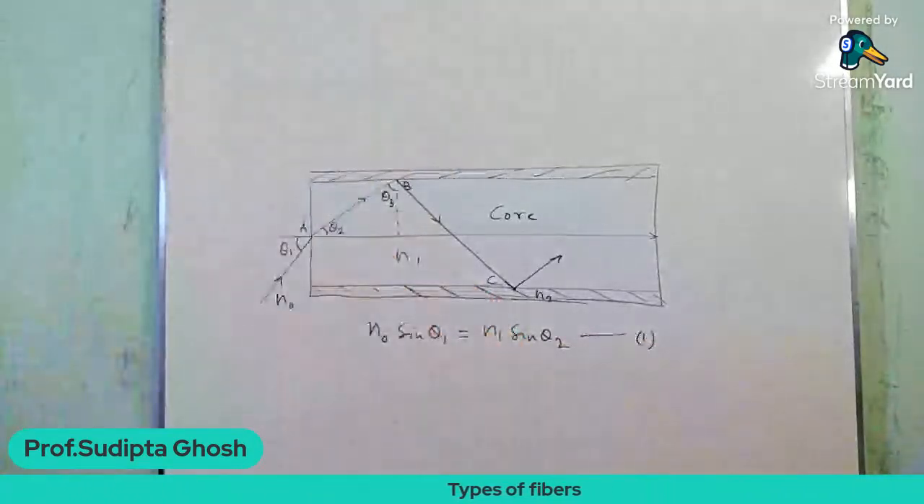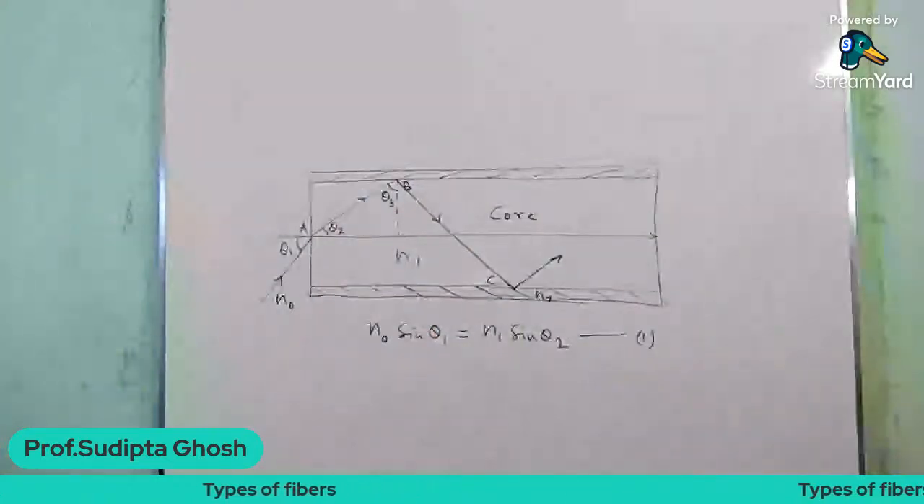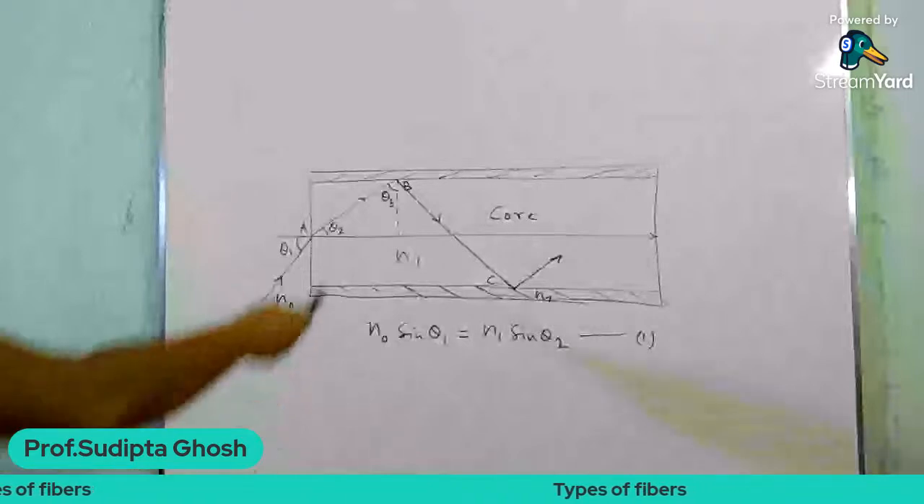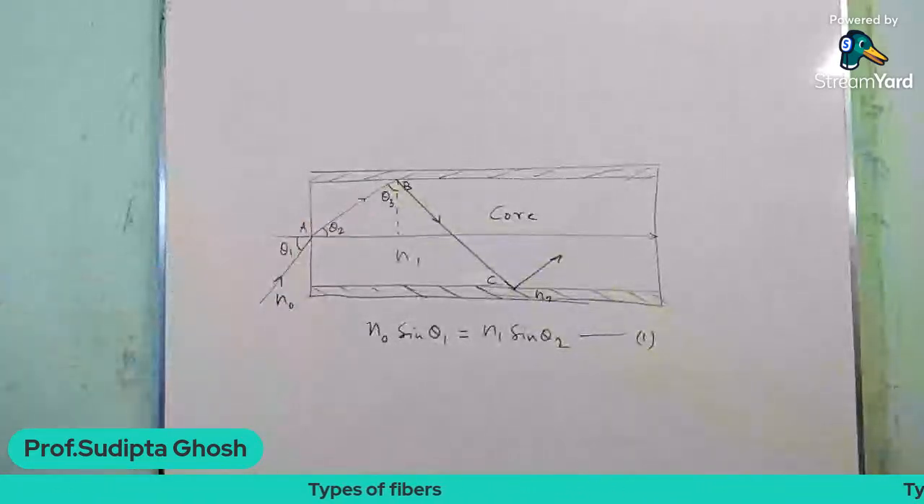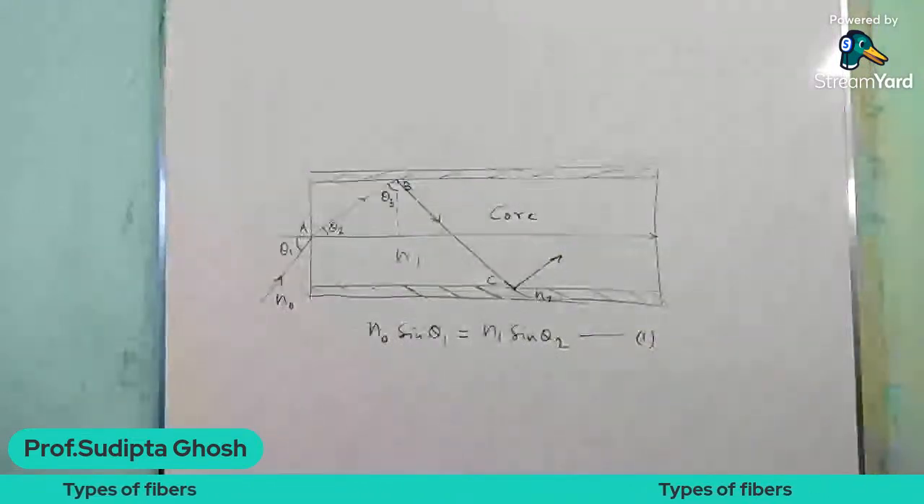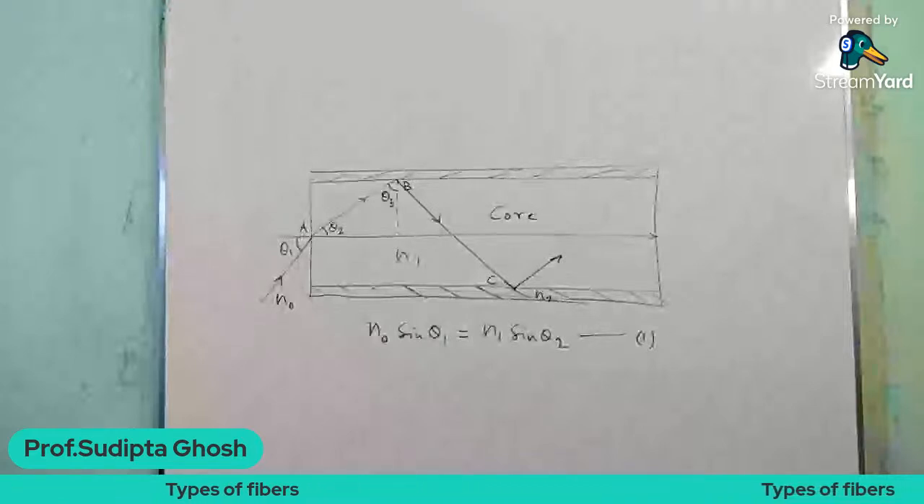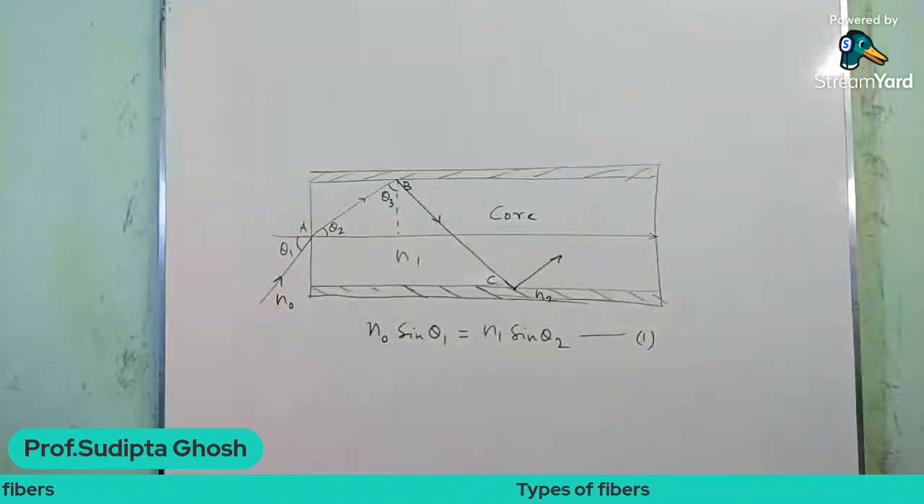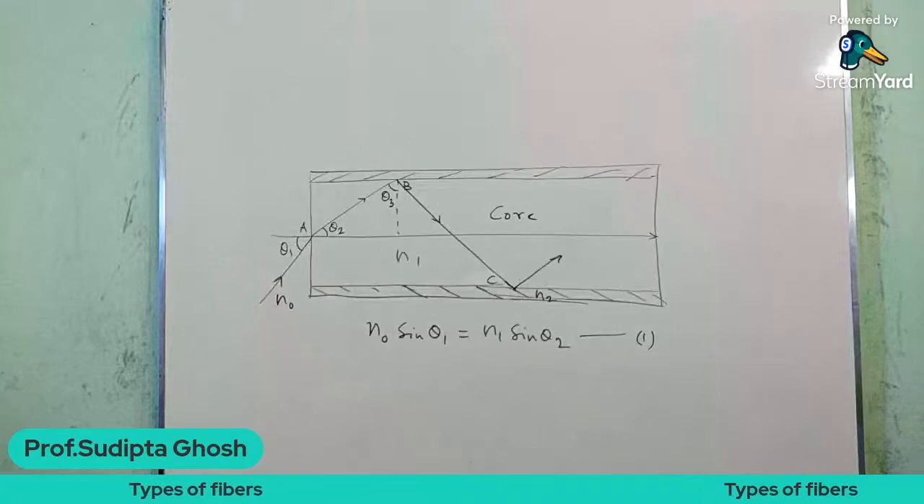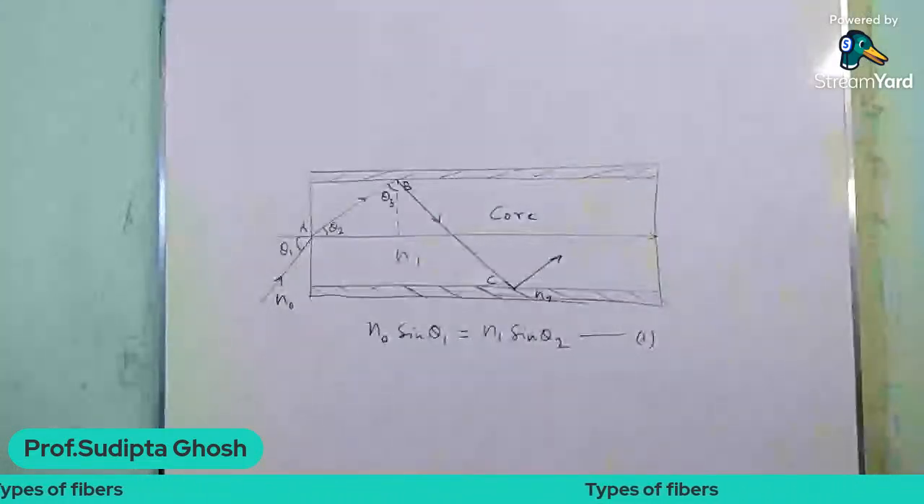Now in order to keep the light inside the core, the angle of incidence at the core cladding interface, that is θ3, must not be less than the critical angle, that is θc, of the core cladding interface. This makes sure the light remains inside the core part.